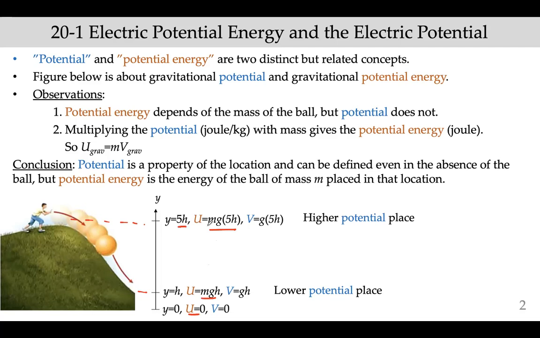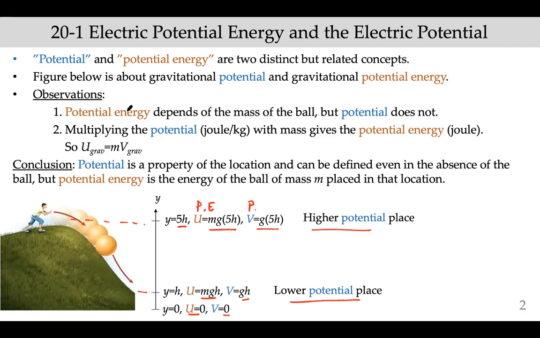And if you remove the mass from the potential energy, what you get is potential. So U is potential energy, and V here is just potential. So just remove m, and what's left is g, so 5gh gives the potential. In this case here, it's gh, and here it's 0. So the top point is a higher potential place, and lower points are lower potential places.